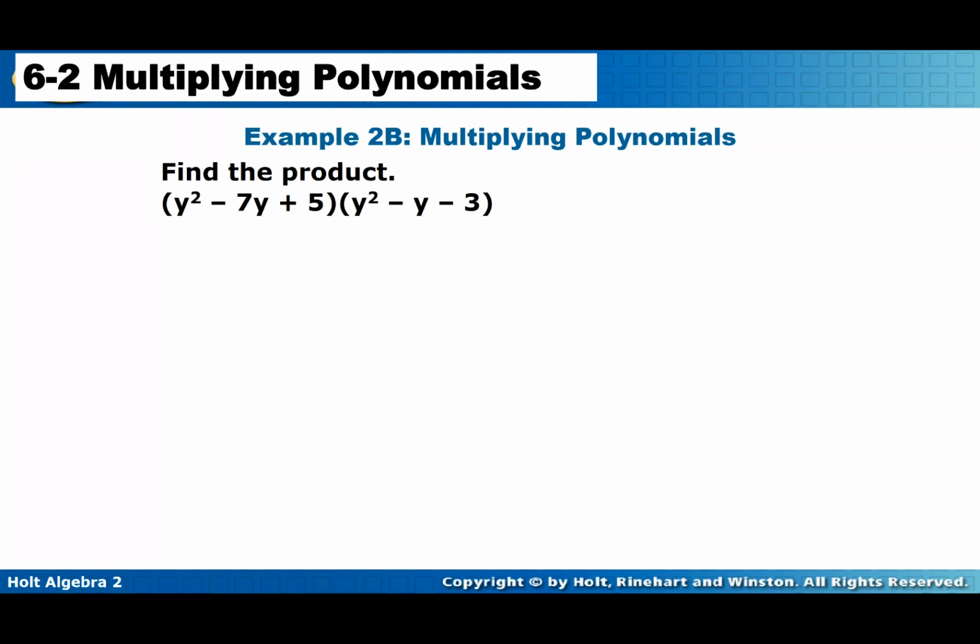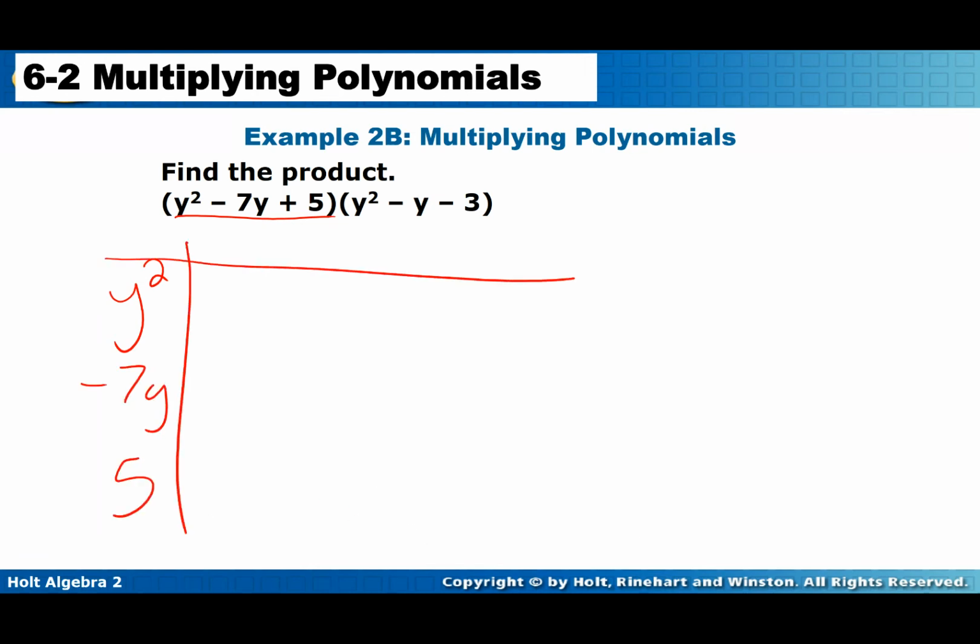So let's do this one. This is obviously a 3 by 3. So it's going to be very complicated if we just think about distributing a lot, because you can already see how messy that is. So I think organizing it into a table makes a lot more sense. So I want to put this on the left. It doesn't really matter, again, what's on the left or top. So do it however you want. But I'll put y squared, negative 7y, and 5 this side. And then on top, I'll put the y squared, negative y, and negative 3.